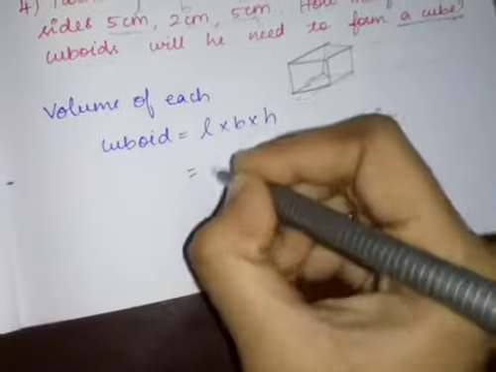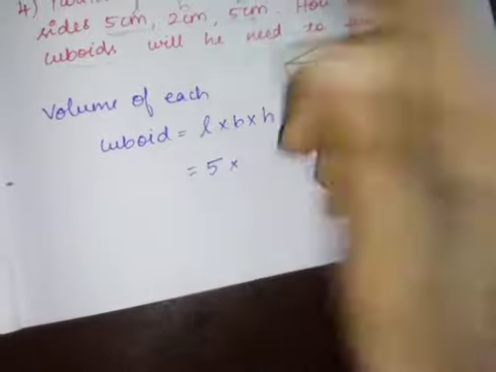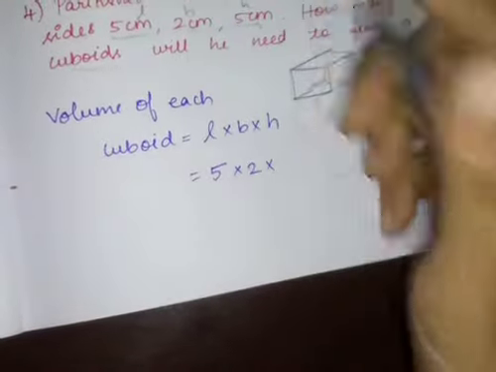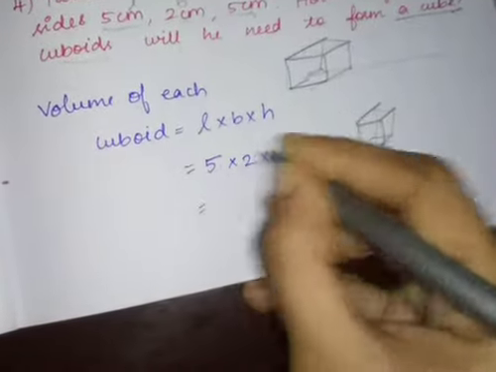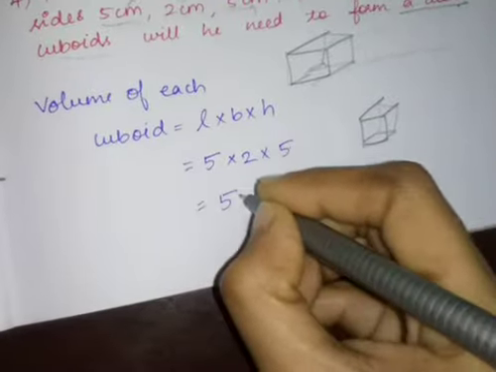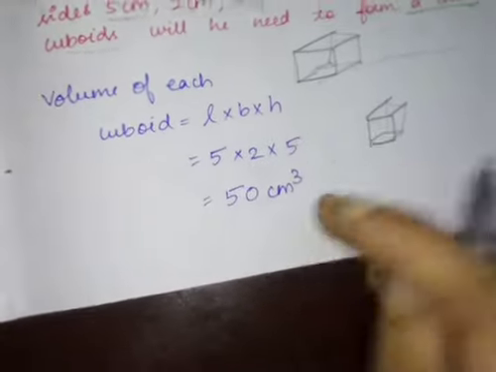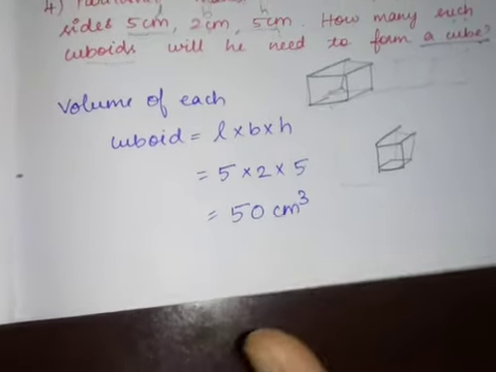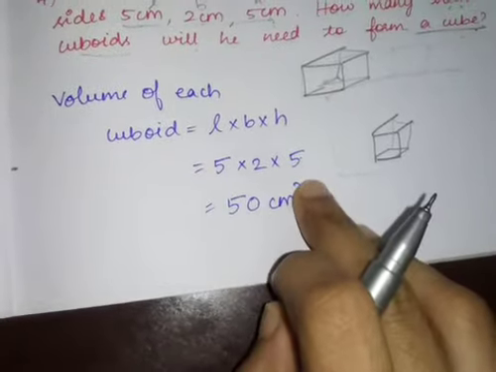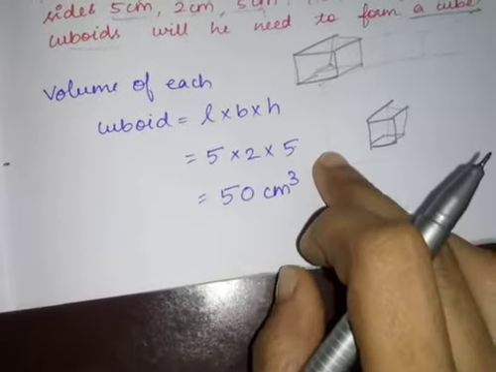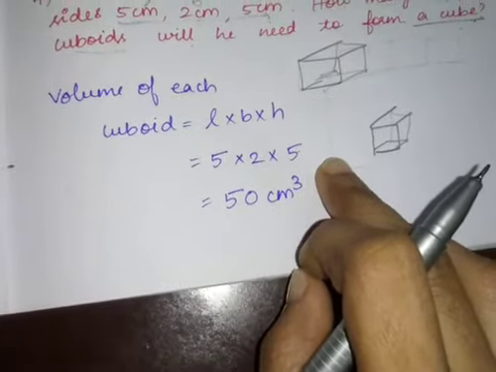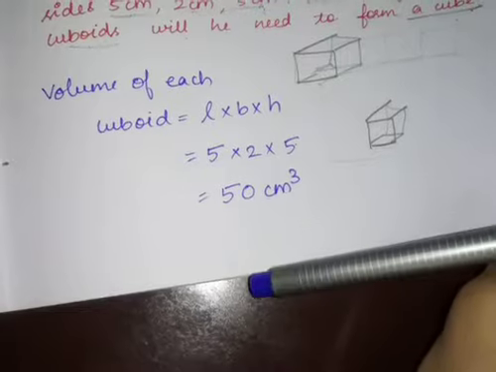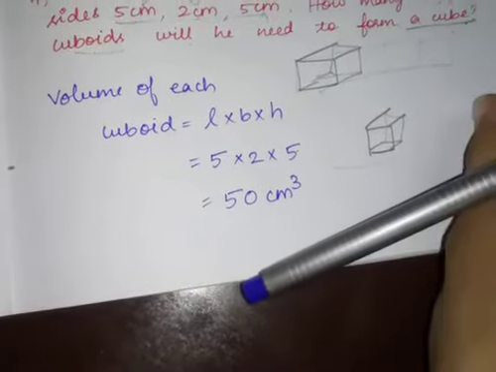What is the length given? 5. What is the breadth? 2. What is the height? 5. 5 5s are 25. 25 into 2, 50 centimeter cube. Listen, the volume of a cuboid is always represented in centimeter cube. Cubic centimeter you will write it. Like square centimeter for area, for volume it is cube centimeter.